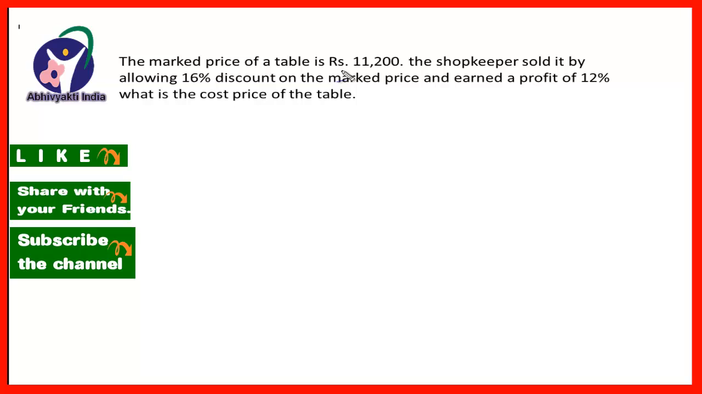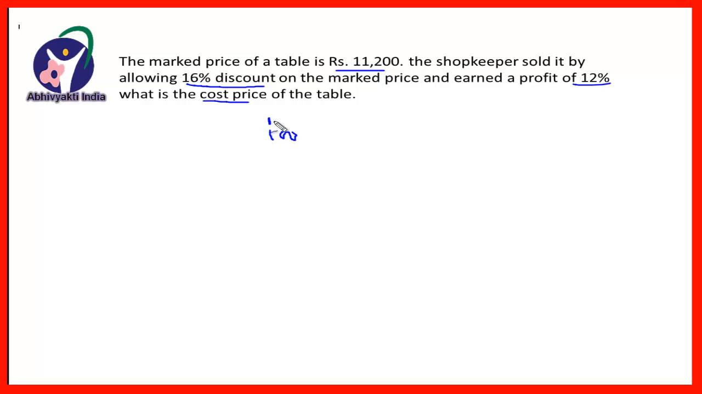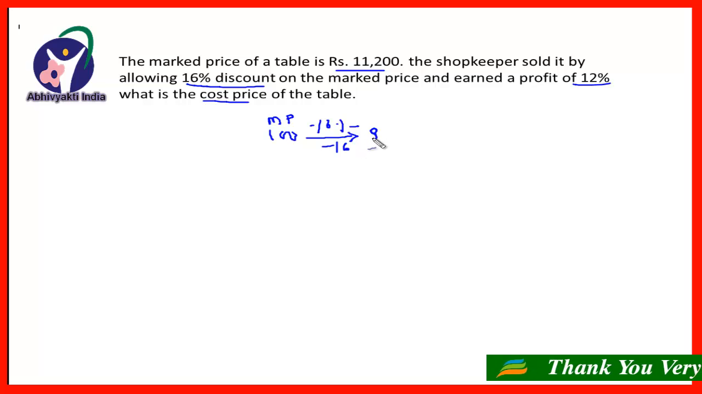The marked price of a table is rupees 11,200. The shopkeeper sold it by allowing 16% of discount on the marked price and earned 12%. What is the cost price of the table? Friends, let us assume that the marked price be rupees 100. On this marked price, the seller allowed a discount of 16%. So the 16% of 100 will be 16. So 100 minus 16 will be equal to 84.